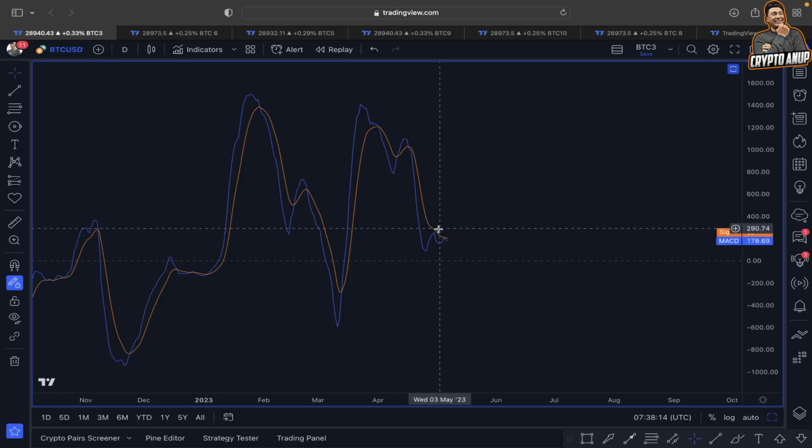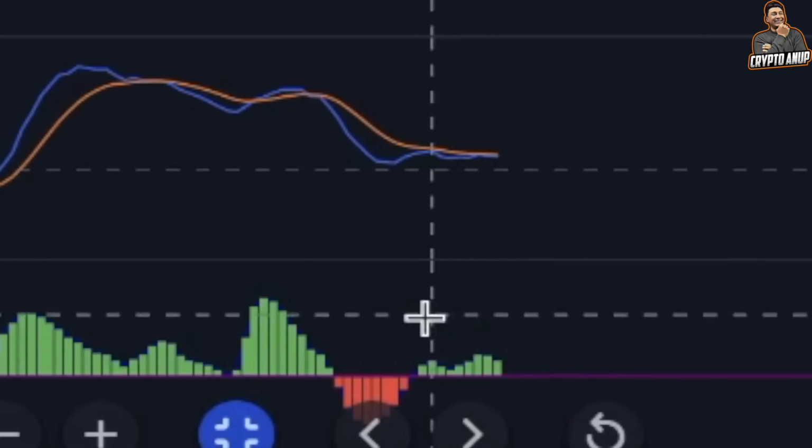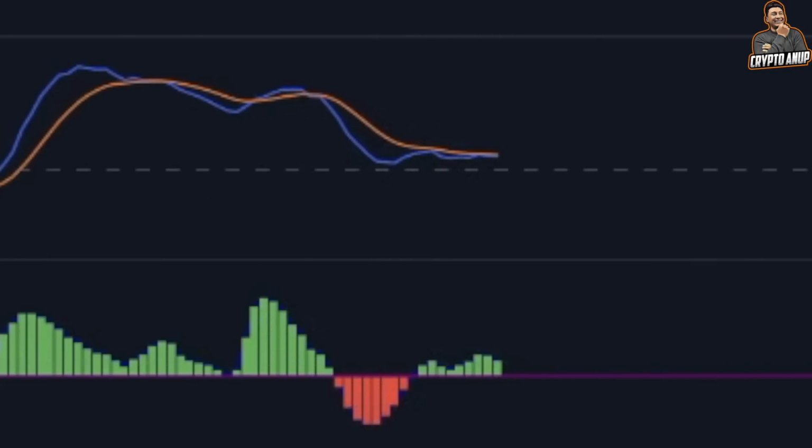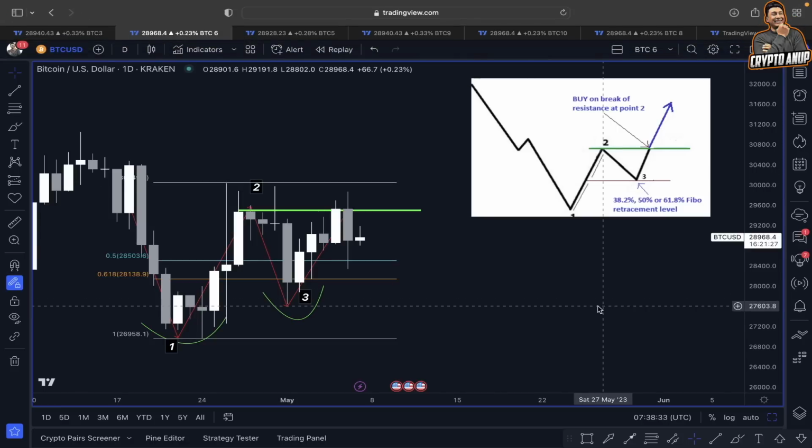MACD, right? If you look at this MACD, yes, this is a bearish MACD cross, but if the price shows some more range bound, I think it's also going to turn bullish one more time. And even the T3CCI indicator is in positive territory. So I don't want you guys to be extremely bearish right now.